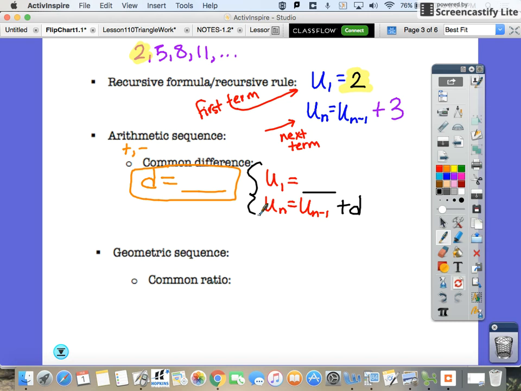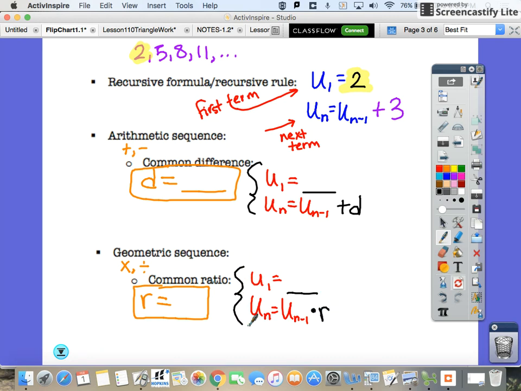Okay, then we have geometric sequences. Geometric sequences are when you multiply or divide. So if the pattern is multiplication or division, you have a common ratio. So you say r equals something. So with this one, what we have is u sub 1 equals the first term, and u sub n equals u sub n minus 1 times r. So this is what a geometric sequence looks like.